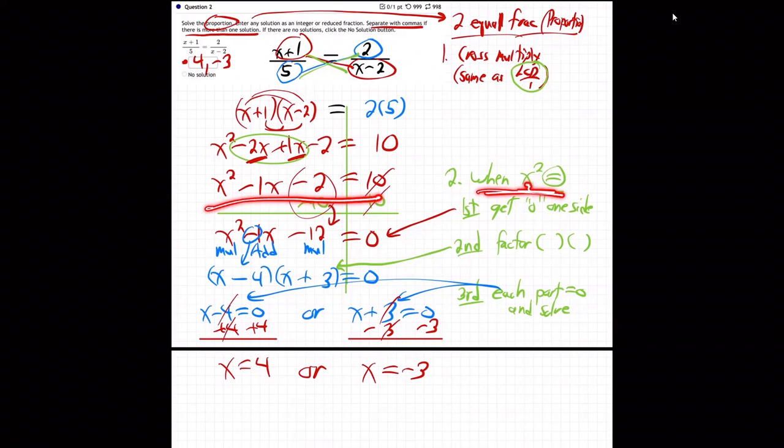What do you do when you have x squared? You got to get a 0 on one side, and then you factor the other side with parentheses and multiply, add, multiply. And then each part gets their own equal 0 because the two things are multiplying to equal 0. The first one could be 0 or the second, and you just solve them both. 4 and -3 are both answers to that problem. And there we go.